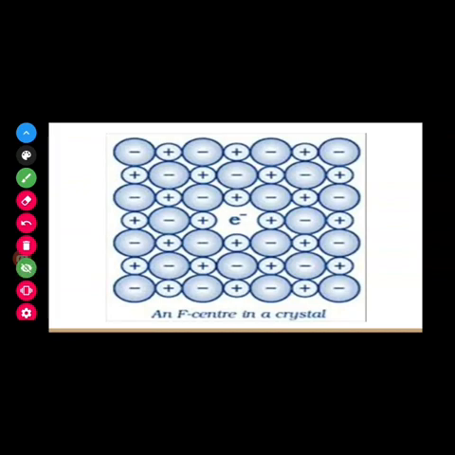So this is the picture. You can see this is the F center. You can see there is an anionic vacancy. This was supposed to be a negative ion, right? Instead of that, you have an electron. So this is an F center.